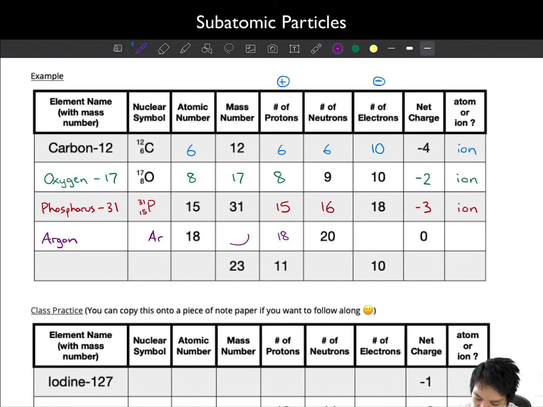Now we can get the mass number, because number of protons plus number of neutrons is mass number. That means 18 plus 20 is 38, right? That's the mass number, 38. So I can write this number right next to the element name now. Argon-38 is this atom. Remember, nuclear symbol, the atomic number goes on the bottom, the mass number goes on the top, right? So here we go.